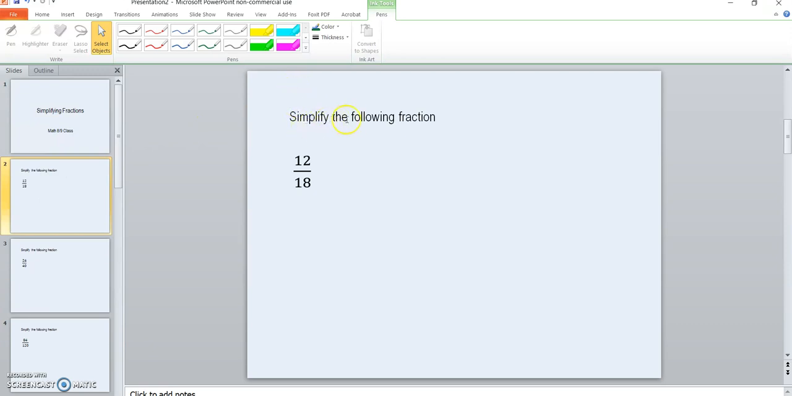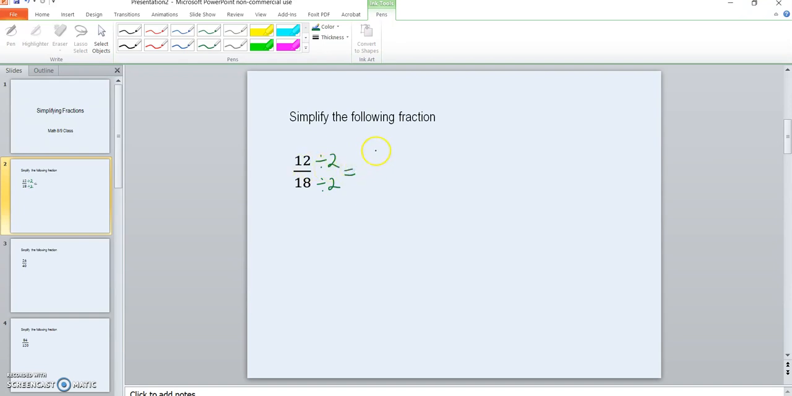In this question, we're supposed to simplify the following fraction. This is 12 over 18. There's a number of different ways of doing this, but probably one of the simplest ways is just to find something that the numerator, so the 12, and the denominator, the 18, can both be divided by. So I'm going to divide both of these by 2, because I know that 2 is a factor of each of these.